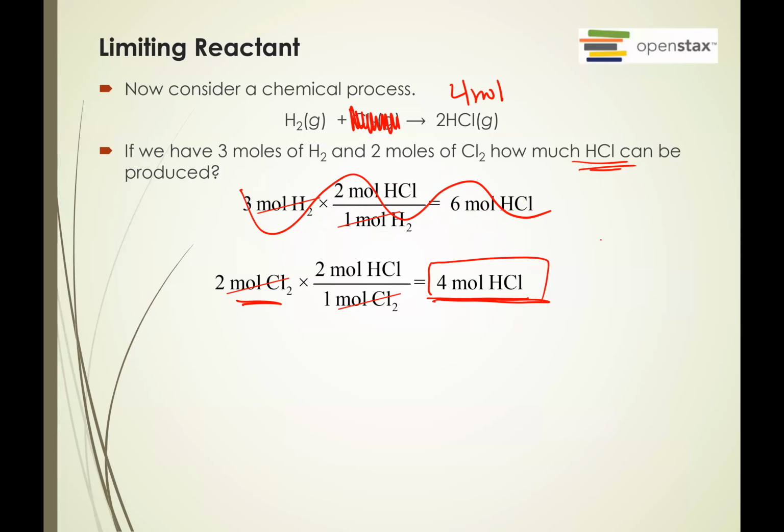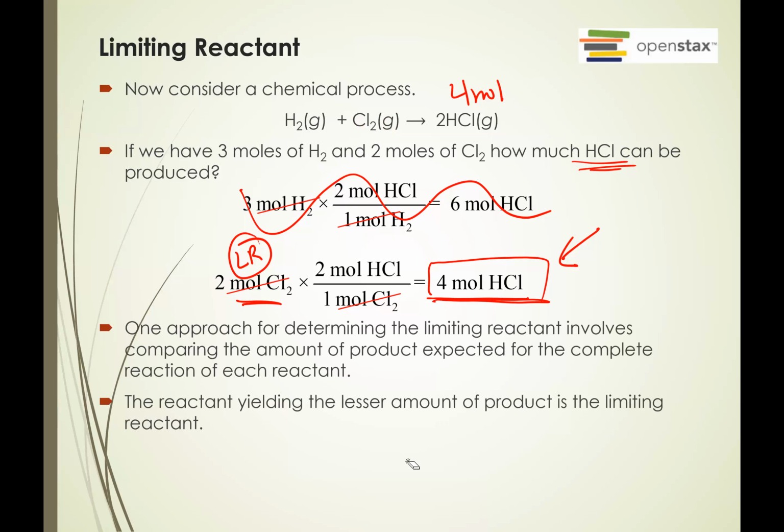So this is our answer. What is the limiting reactant is our chlorine. So when we look at this, the limiting reactant always makes the lesser amount of product. So do you see how 1 made 6 and 1 made 4? 4 is less, that's our answer.